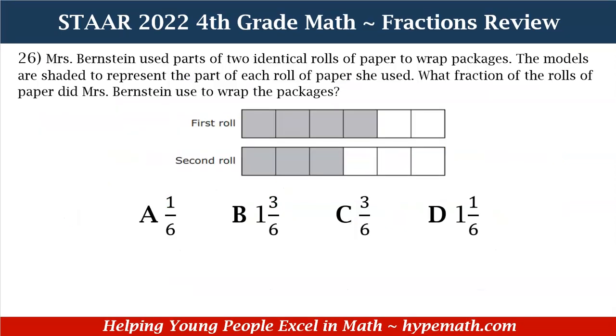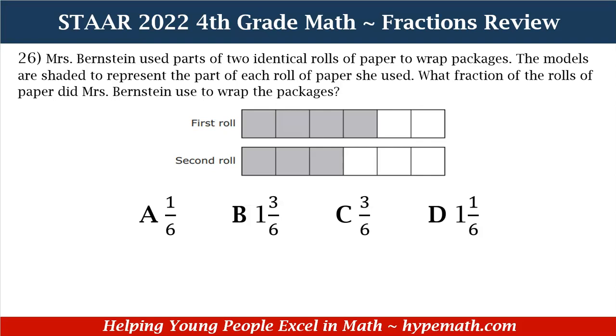Let's move to question number 26. Ms. Bernstein used parts of 2 identical rolls of paper to wrap packages. The models are shaded to represent the part of each roll of paper she used. What fraction of the rolls of paper did Ms. Bernstein use to wrap the packages? A, 1/6, B, 1 3/6, C, 3/6, or D, 1 1/6.